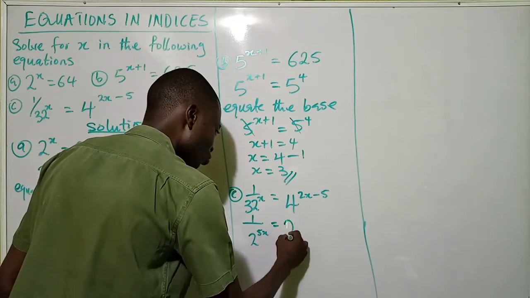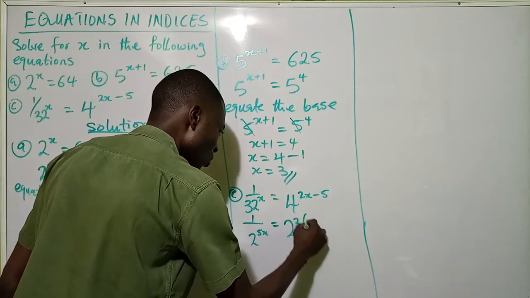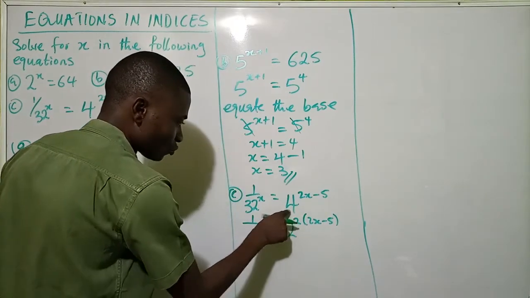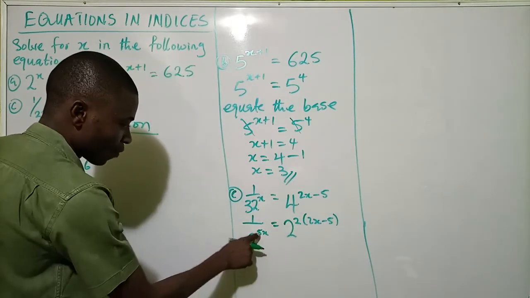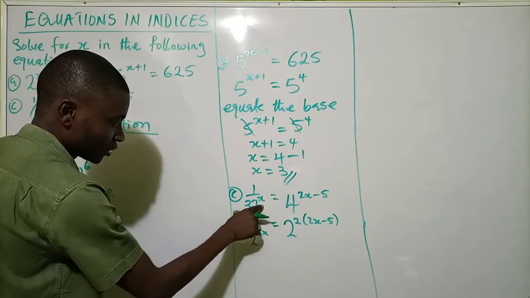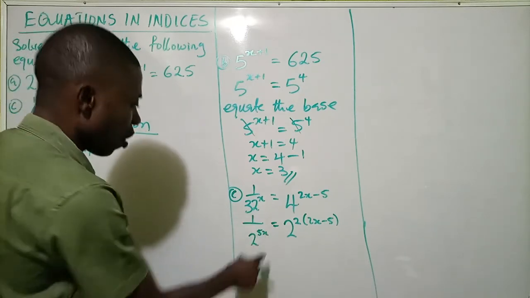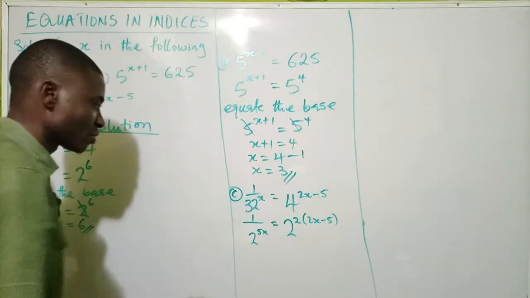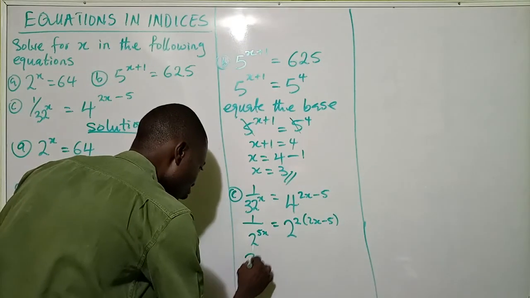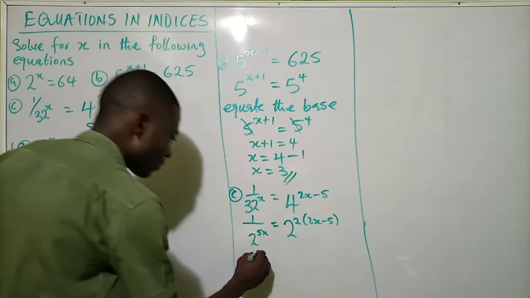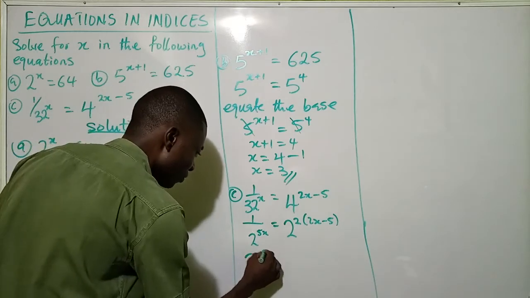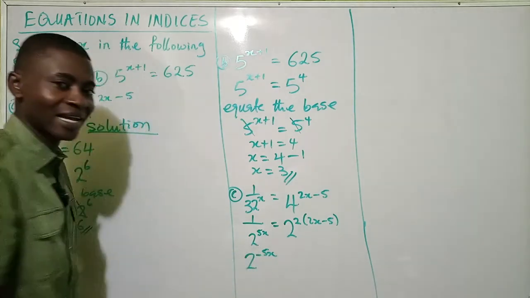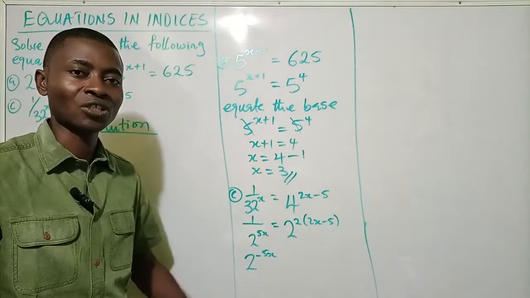So this equals, look at this, this is 4. This is the same thing as 2 raised to the power of 2, open bracket 2x minus 5. Yes, 2 raised to the power of 2 is 4. 2 raised to the power of 5 is 32. So we are still on track. Now all this you are having here, 1 over 2 raised to the power of 5x, can also be written as 2 raised to the power of minus 5x.